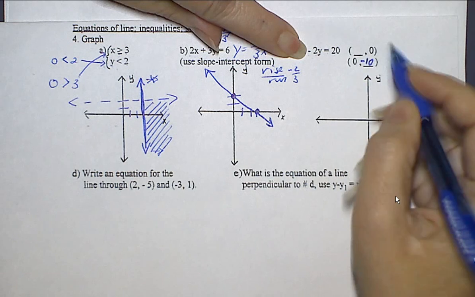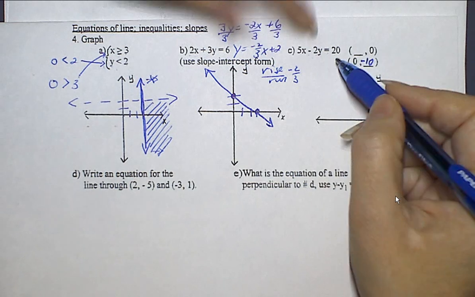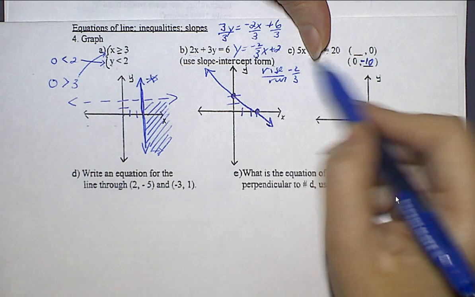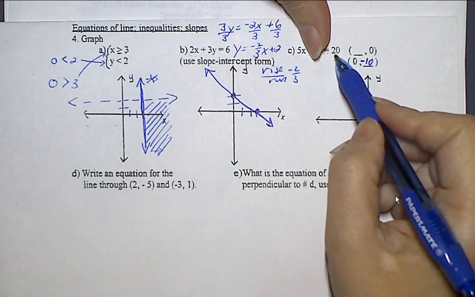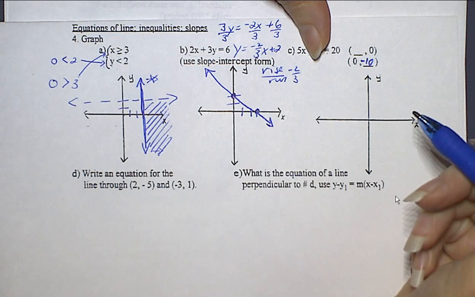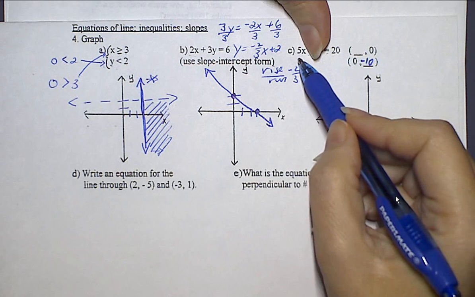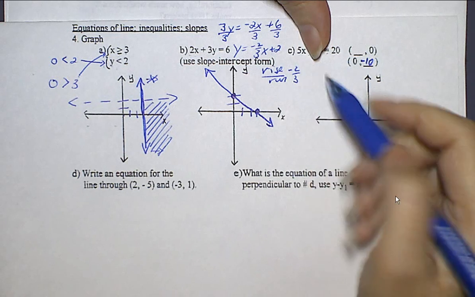And then I plug in a 0 for my y. So what do I have left? I have 5x equals 20. So what do I have to do? I'm expecting you, hopefully, that you're talking with me. So 20 divided by 5 is 4.